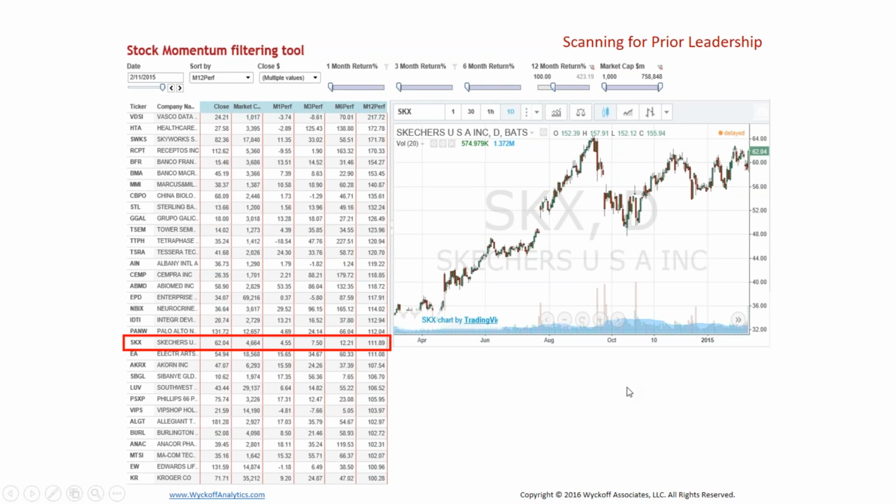A question here: where can I find this momentum filtering tool? Again, this is something that was created proprietarily, but I would never show you something that I cannot give to you. So you can use the stock chart scanning capabilities and define these parameters as well. This is probably the most simplistic scan that you can do: outperformance in the last 12 months by a specific percentage point. So you can definitely recreate this in StockCharts.